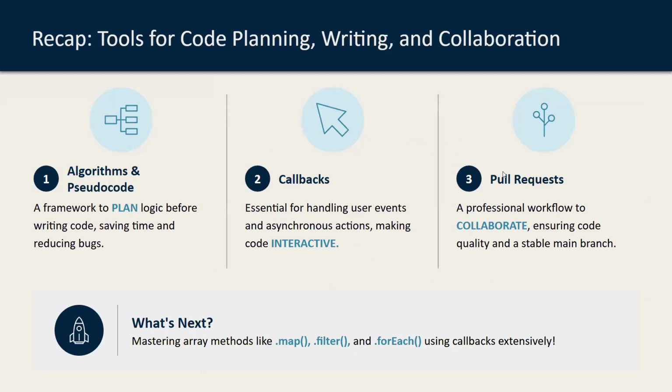Okay, so that brings us to a quick recap of what has been covered so far. First, algorithms and pseudocode help us plan our logic before writing code, which saves time and reduces bugs. Second, callbacks help us handle user events and asynchronous actions, which makes our code more interactive. And finally, pull requests give a professional way to collaborate, review code, and keep the main branch stable.